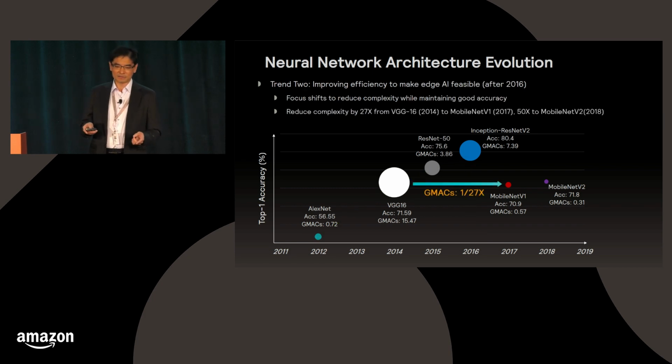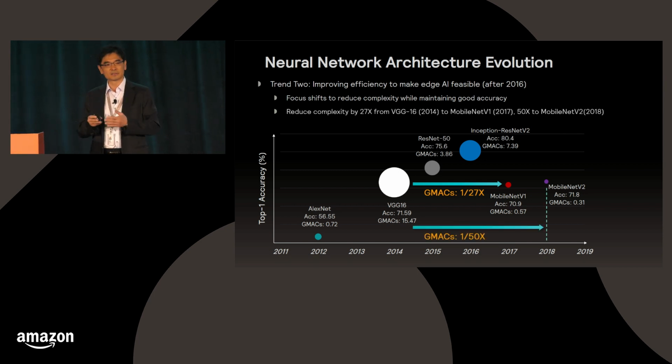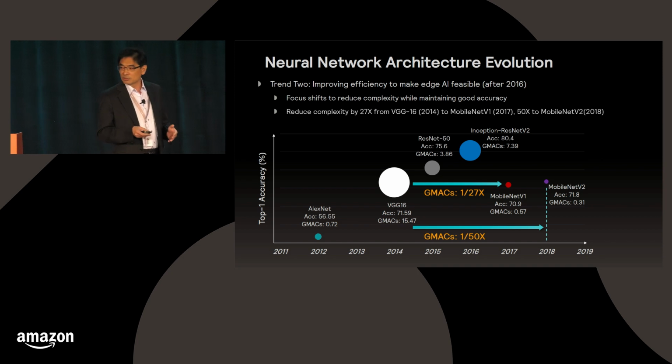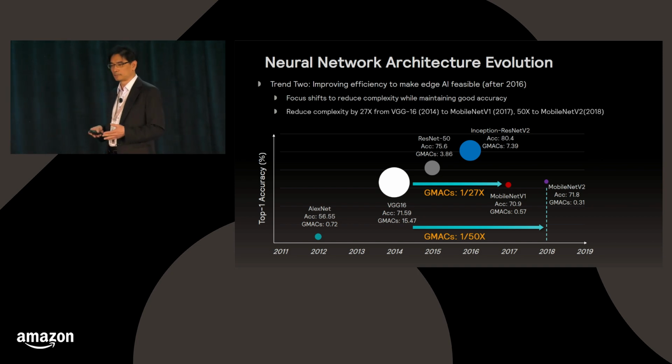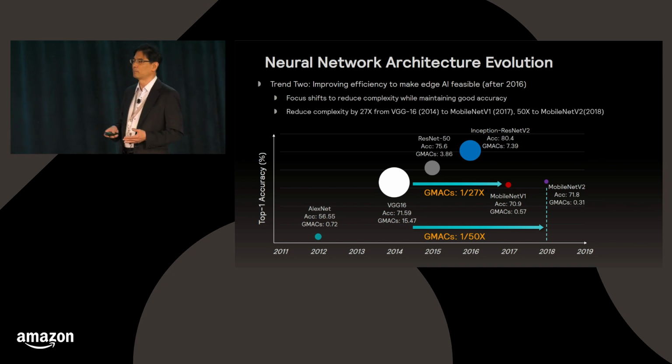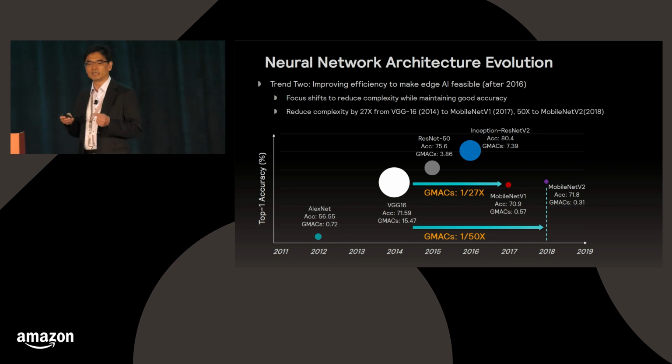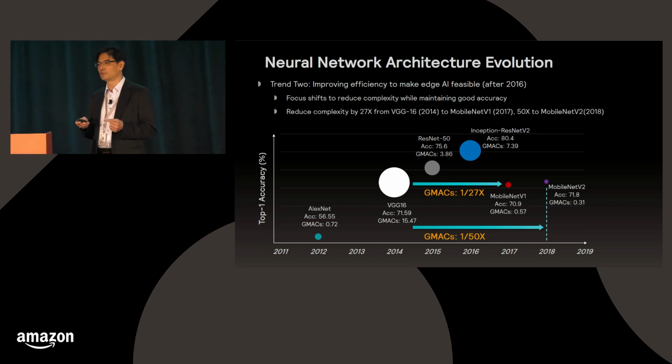Then after 2016, because the accuracy was already good enough, a branch of research started to reduce the complexity of the network while keeping good accuracy. This is equivalent to improving the efficiency in the use of computation or memory bandwidth.